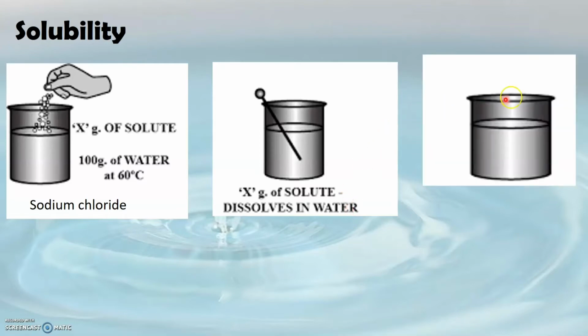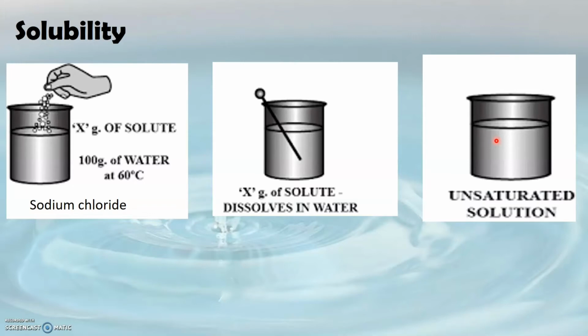Now add more solute into this solution that we got. Then again stir it well. We observe that when we add more solute into this solvent, it again mixes well, or the solute dissolves in the solvent, and we get a solution. This solution that we get is called an unsaturated solution. Remember that this takes place at a temperature of T degrees Celsius, or for example, say 60 degrees Celsius.